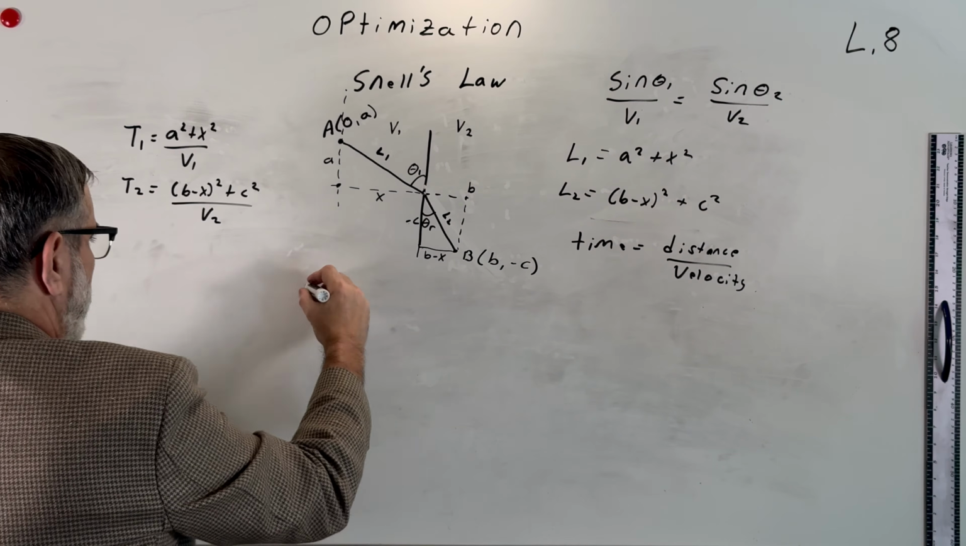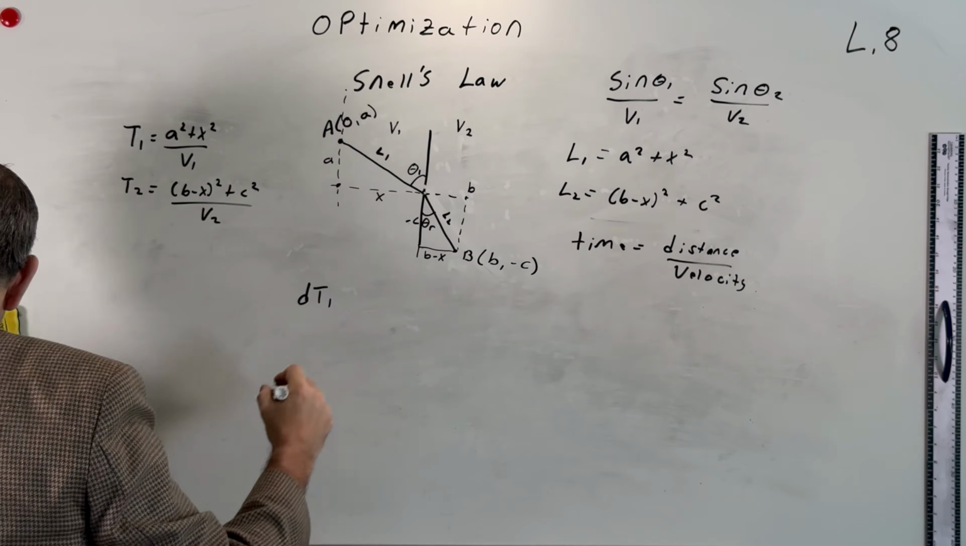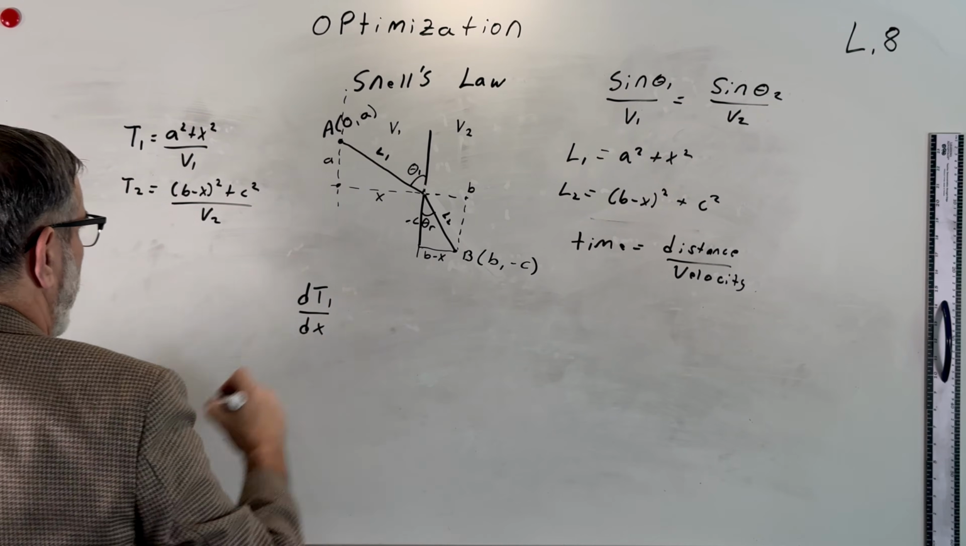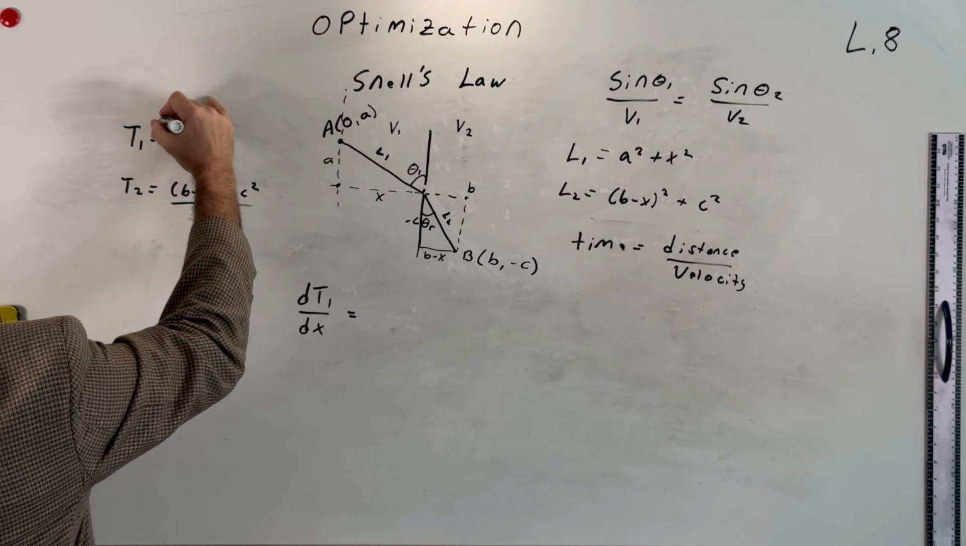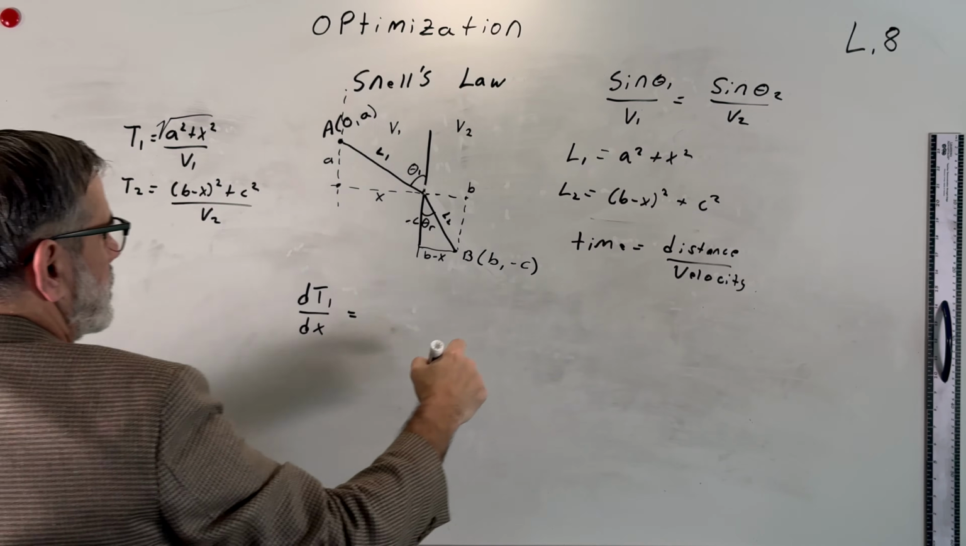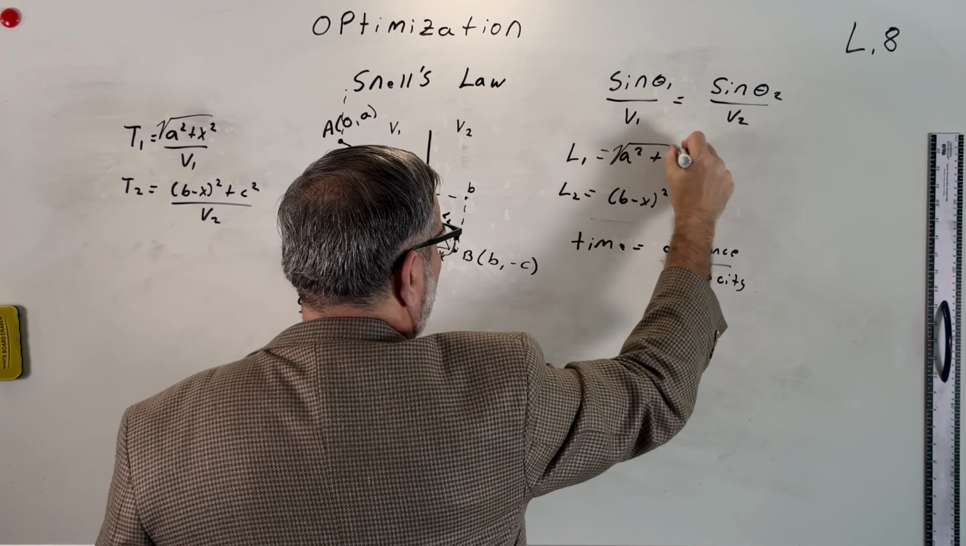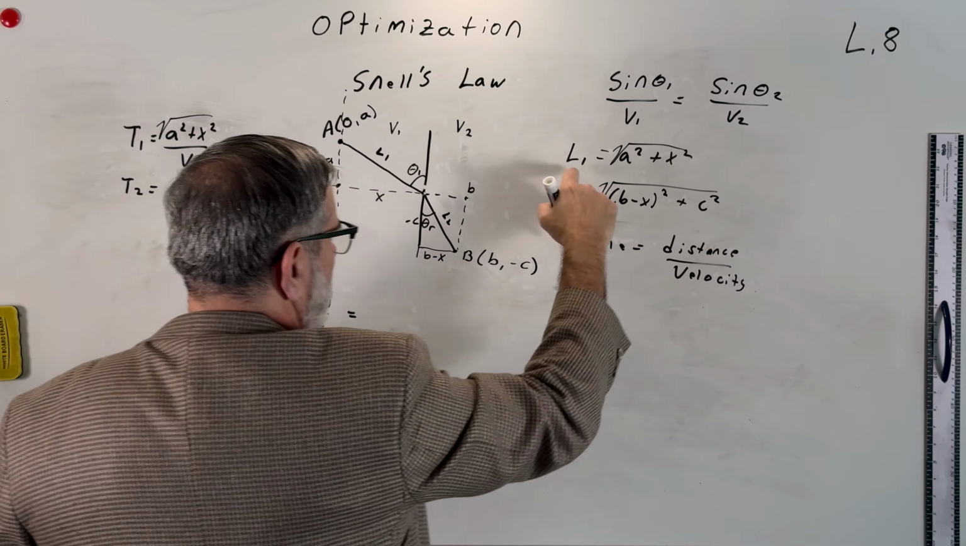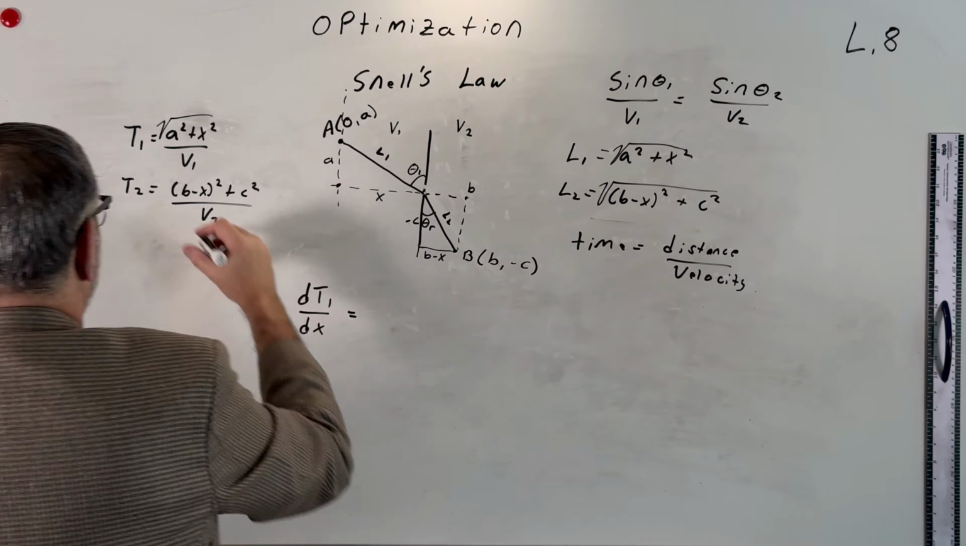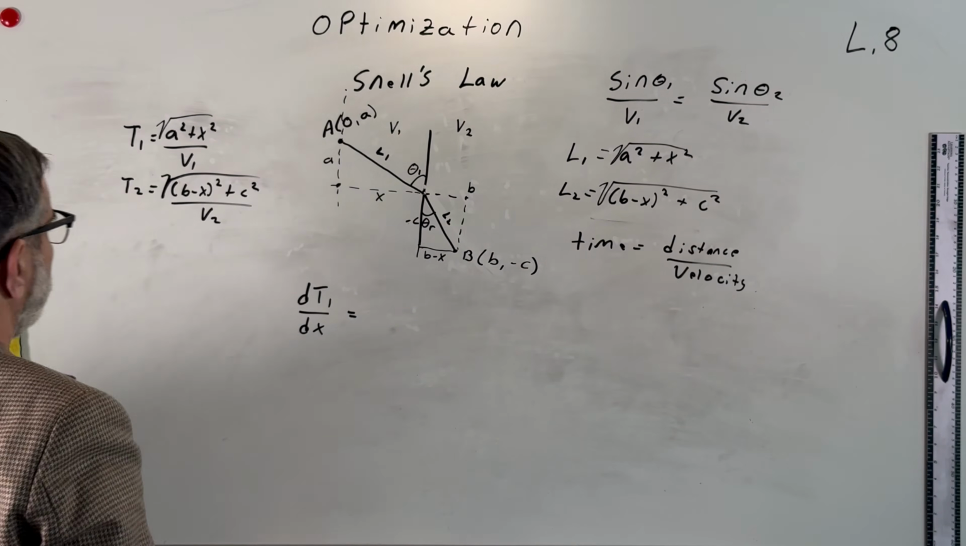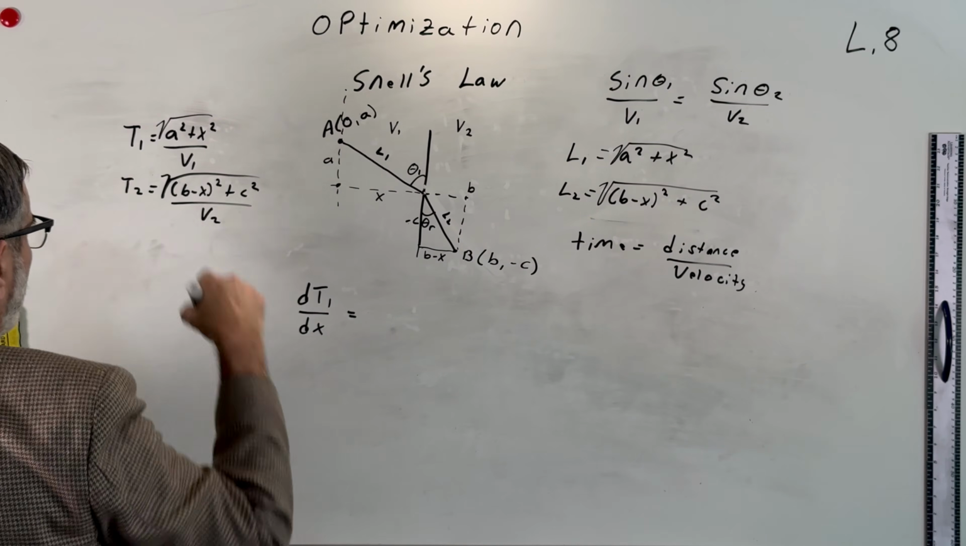So I want to look at dT1/dx. I forgot to take a square root. Distance, yeah, sorry about that. This would be true of the distance squared, but not the distance itself. So these all need to have square roots on them. So now I need to take the square root.